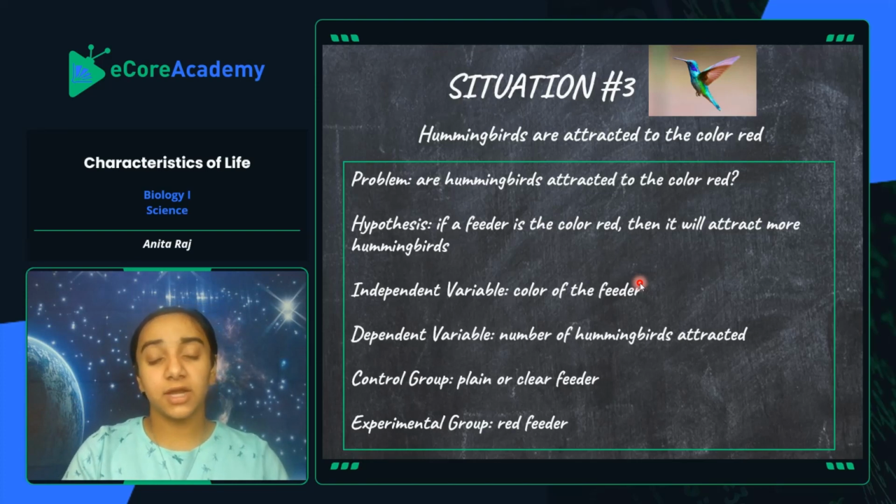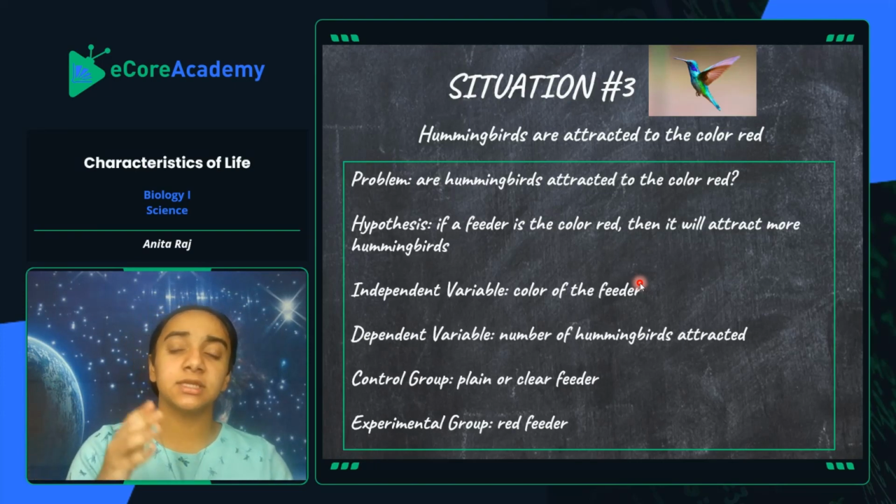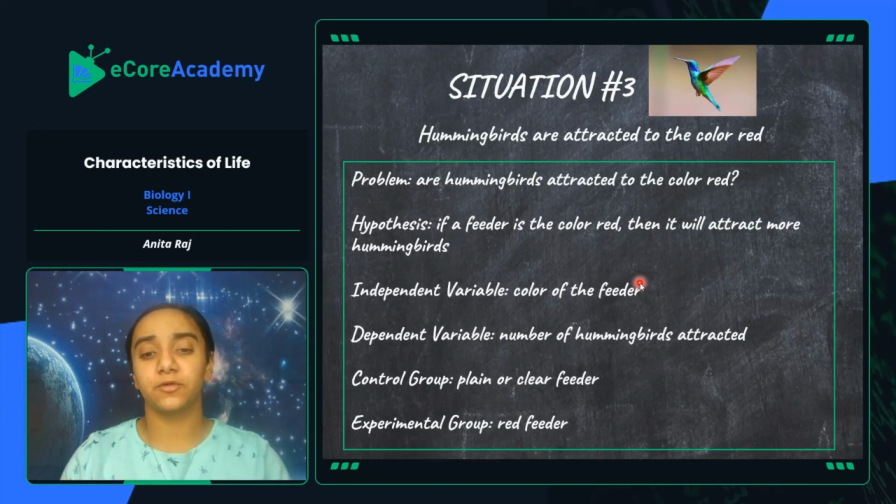Then we'll identify our control and experimental groups. The control group, remember, is not getting any of the experimental factor. In this case, think of the red feeder as the experimental factor. Therefore, the control group is going to be the group of hummingbirds that go to the plain or clear feeder. Meanwhile, the experimental group are going to be the hummingbirds who go to the red feeders that I put out, because the red feeders, remember, are the experimental factor. So that is situation number 3.